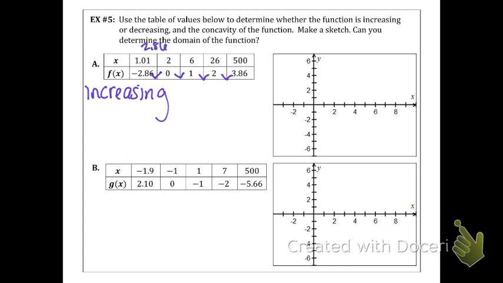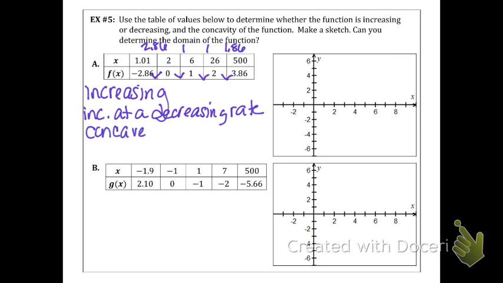So I'm going to write it above it. I increased by 2.86, 1, and 1.86. So we can see that the rate of increase is getting smaller. So we're increasing, but at a decreasing rate. That might be one of our best examples to see how that works. So we're increasing at a decreasing rate. And so if we want to know concavity, then that's the definition of concave down.